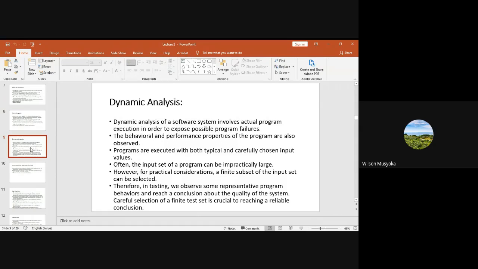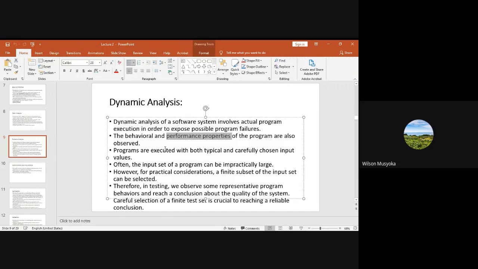Then we go to dynamic analysis, whereby now the software system is going to be executed so that you can expose any error or any failure in that program that you have coded. That is what we mean by dynamic analysis. So here we are looking at the behavioral attributes and performance properties of the programs so that we can tell whether it is working as expected. How is it behaving and how is it performing? Those are the questions we are asking from the dynamic analysis.